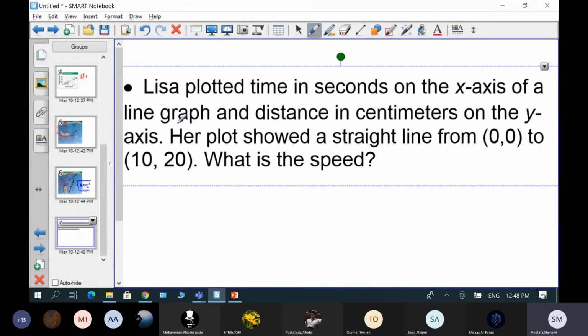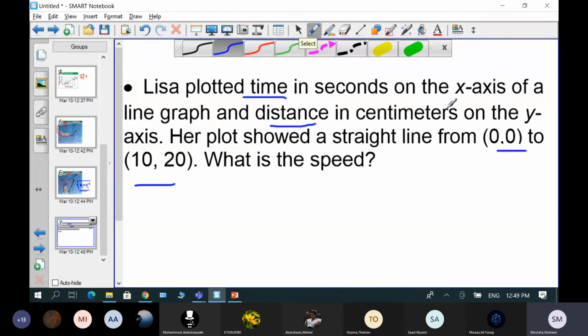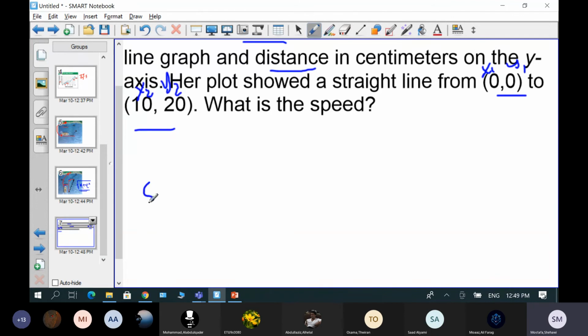So we have time on x and distance on y, similar to the one of velocity or speed. She had two points, 0 and 0, and 10 and 20. Remember that this is an arrangement like x, y. I will call this point x1 and this y1, and this x2 and this y2. To find the speed, what should we do, Saad?